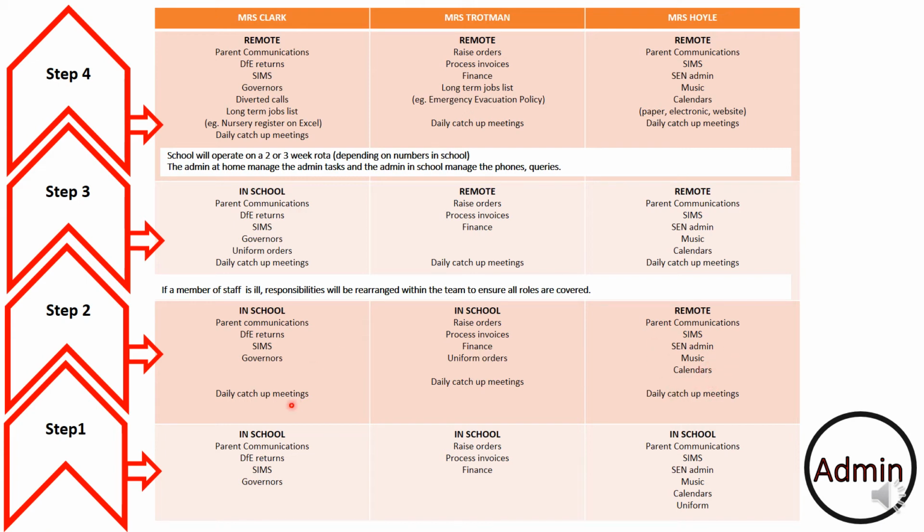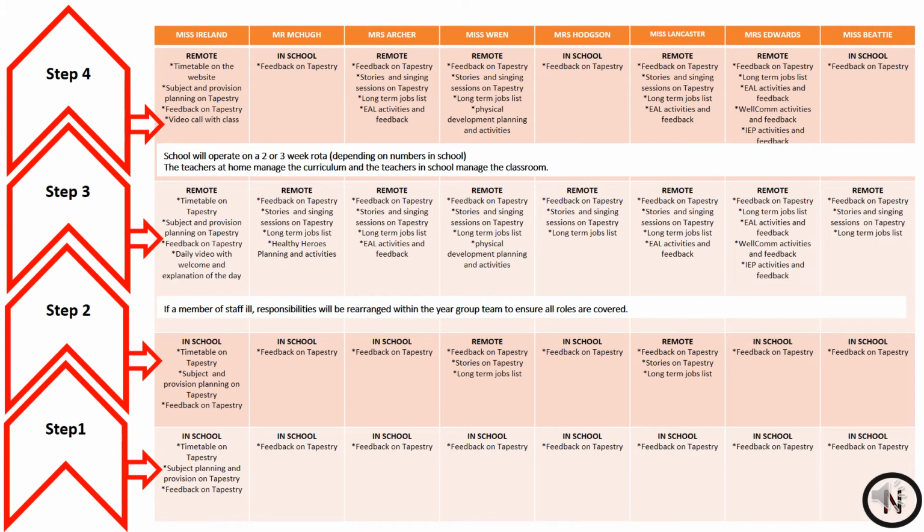Now, it could be that, for example, Mrs. Clark is having to work remotely because she is off, and therefore she would do all of that but remotely, and we would hope that Mrs. Hoyle was in school and that would become in school. Step 3 could be that the whole team or 2 of the members of team were working remotely, and again all of that is set up. And finally, the school would operate on a 2 or 3 week working rota depending on numbers in school, and the admin team would work at home for most of it or all of it depending on what is happening.